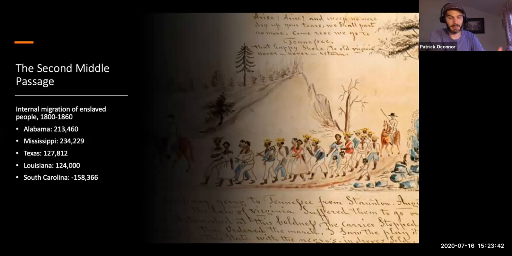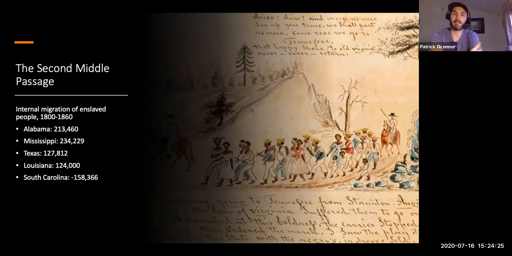As you can see, between 1800 and 1860, 213,000 people were forcibly migrated into Alabama, 234,000 into Mississippi, 127,000 into Texas, and 124,000 into Louisiana. I put South Carolina on here just as an example of the states that were losing enslaved population. South Carolina, Virginia, similar. Kentucky eventually becomes similar. These were upper South or coastal states that found it more lucrative to sell enslaved people rather than hold on to them and work them as slaves.